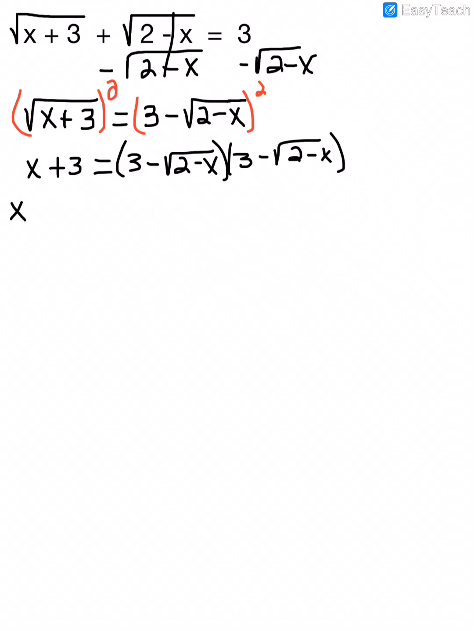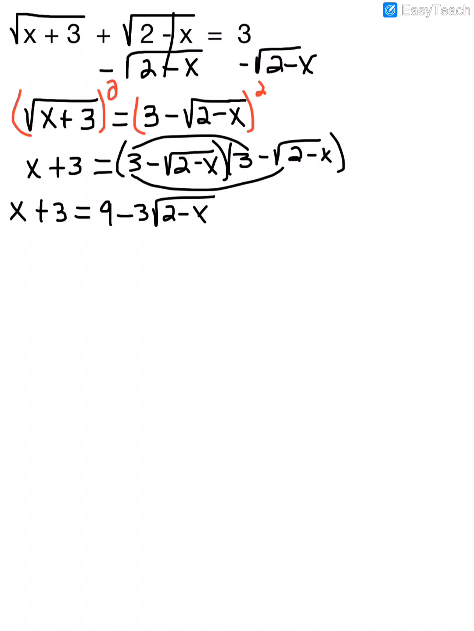Okay, so let me bring down the x plus 3. And when I FOIL this right side, I get 9 minus 3 square root of 2 minus x minus 3 square root of 2 minus x. And then like I just showed you, when we multiply a radical times itself, a square root times a square root, it just cancels out the radical. So first of all, that's a negative square root of 2 minus x times a negative square root of 2 minus x, so that would become positive, and then 2 minus x. The radical just cancels out.